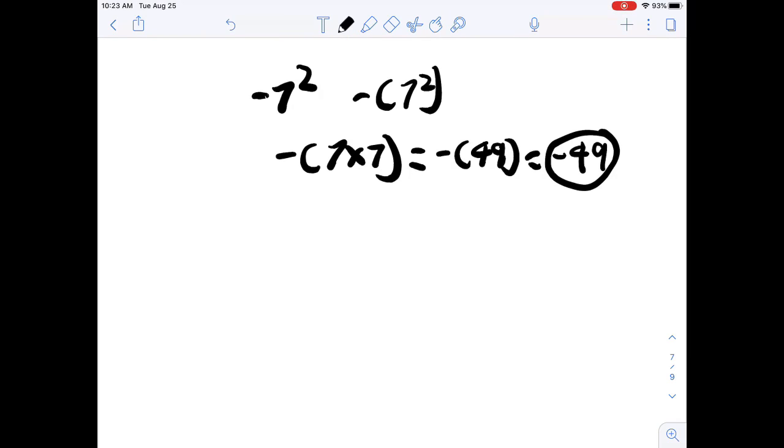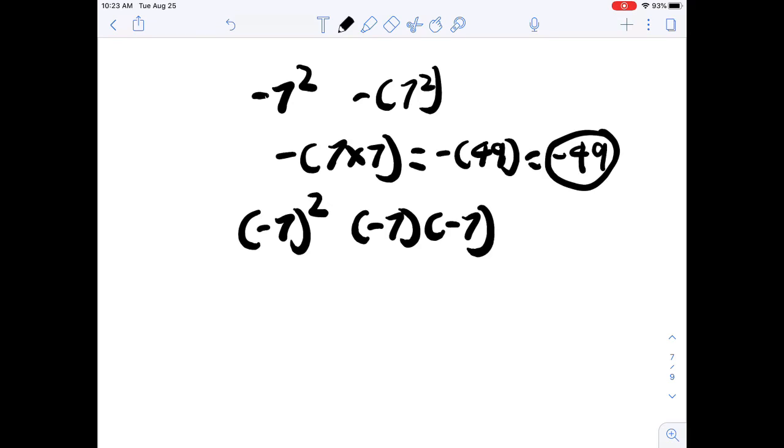Now let's solve a slightly different expression. So still the same numbers, but the brackets placed differently. So it's around -7 instead of 7 to the power of 2. It looks like this in repeated multiplication. And this equals 49. And these two answers are not equal. But why? The bracket makes the difference.